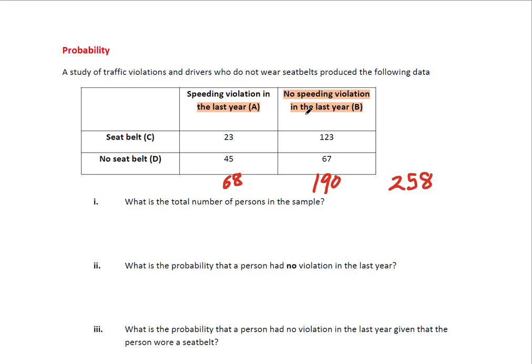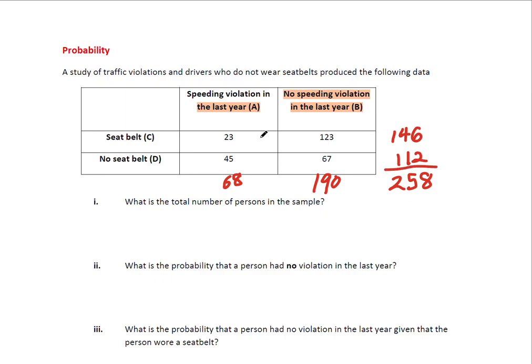Let's now look at the row totals. So let's first look at the first row here, the number of persons who actually wore seatbelts. So we're going to add 23 plus 123, which is going to give us 146. And then we're going to add 45 and 67. So 45 plus 67 is equal to 112. Now, when we add 112 plus 146, we will get 258.